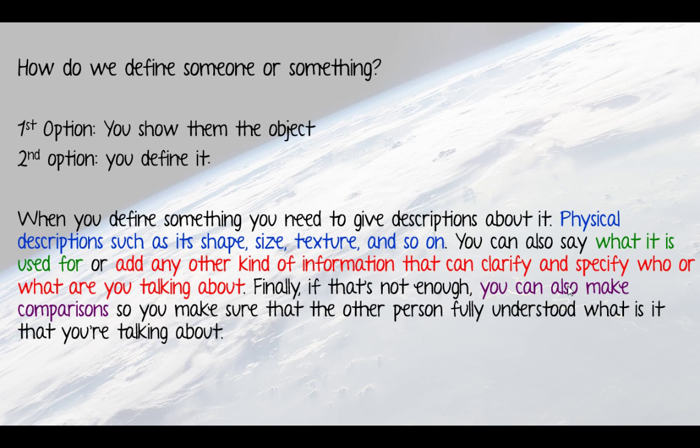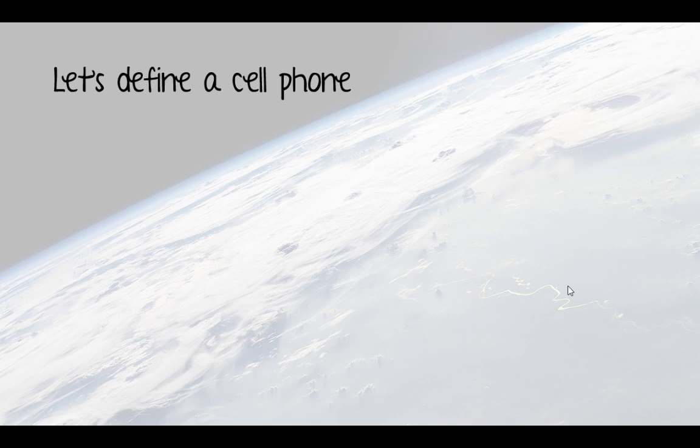Finally, if that's not enough, you can also make comparisons. So you make sure that the other person fully understood what it is that you're talking about. Right? Entonces, let's define a cell phone or mobile phone. In the US, you say cell phone. In the UK, you say mobile phone. Okay? A mobile phone, it's a wireless phone that you can take wherever you want. You usually can connect to internet, play games, chat with friends, and so much more. Cell phones are smaller than common phones.